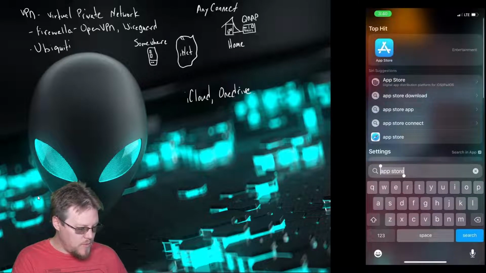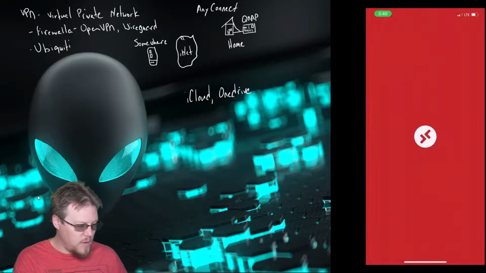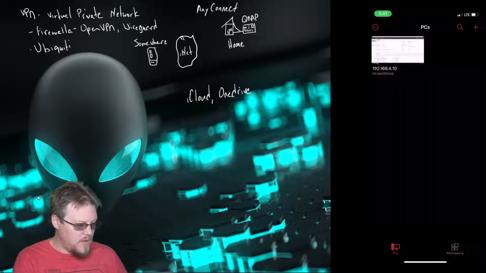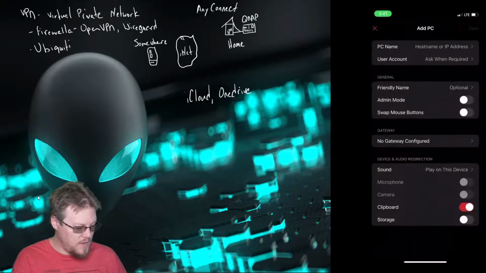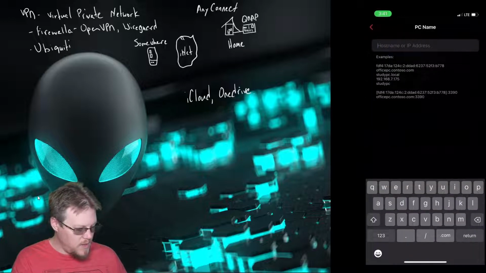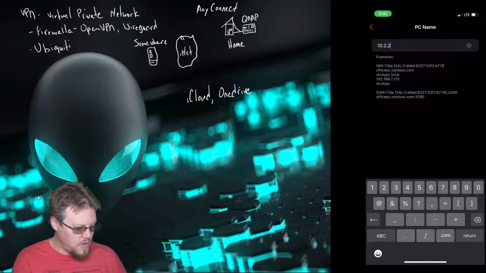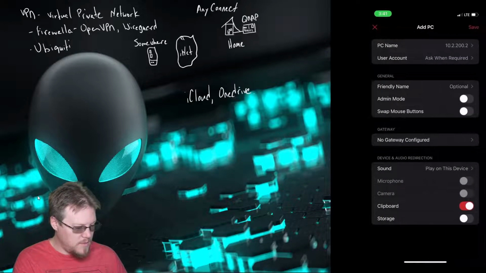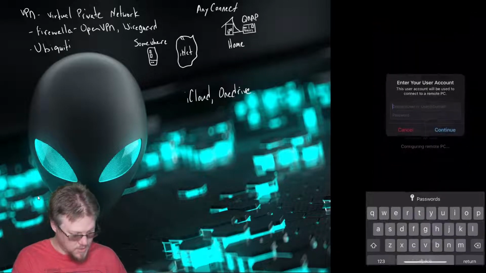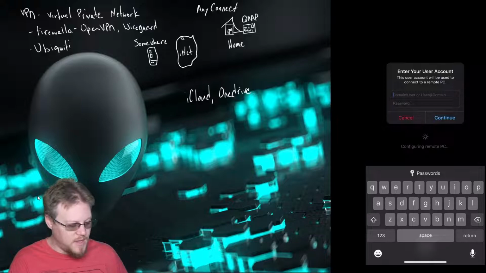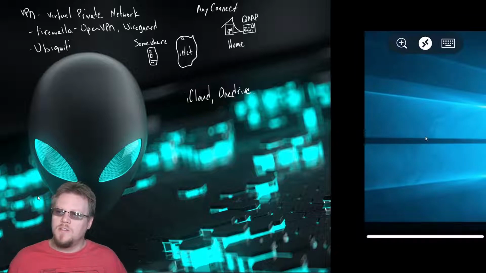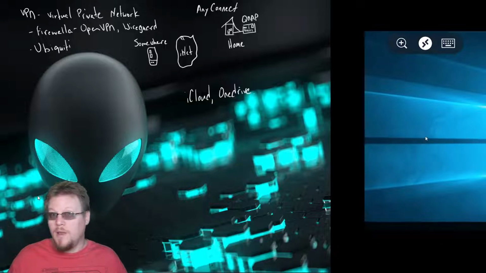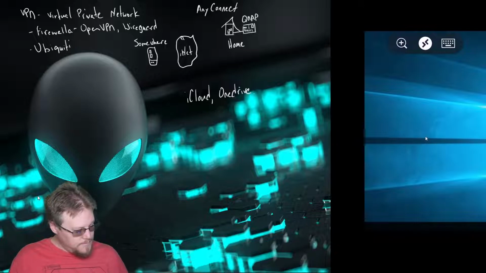Let me go to my RD client software, and let me connect to my server here. Let's try to add a new PC. This is going to be 10.2.200.2. Okay. Save. Connect. So you're going to see now that it's actually connecting. You're going to see here that I'm actually connecting to my Windows domain controller on my local network.